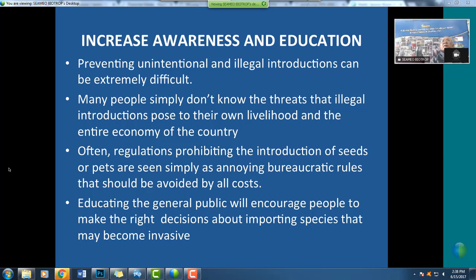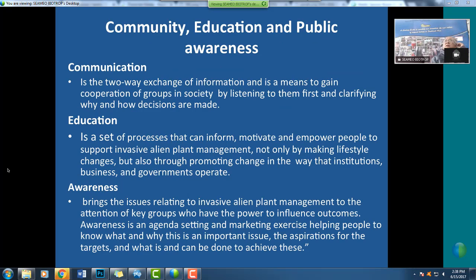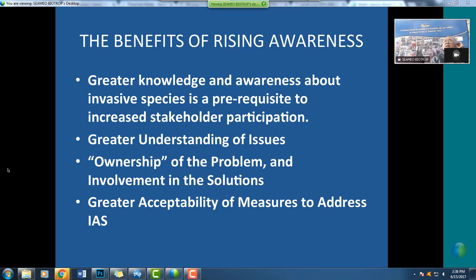And this is increased awareness and education, and as I repeat it again, this is very important. Community education and public awareness, again, is very important. And then the benefit of raising awareness is greater knowledge and awareness about invasive species, and a prerequisite to increase stakeholders' participation, greater understanding of issues, and awareness of the problems and involvement in the solution.